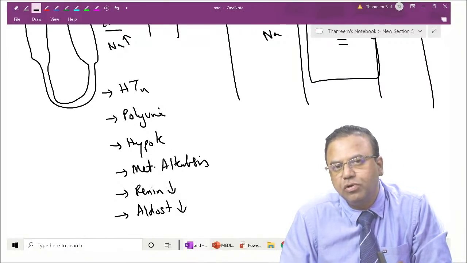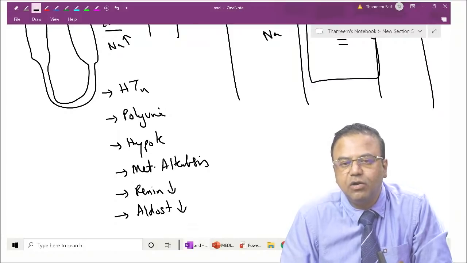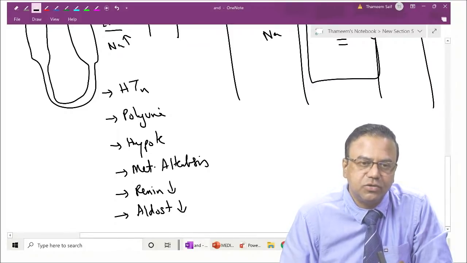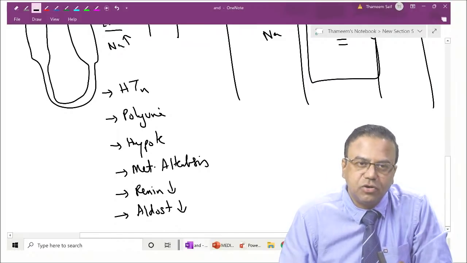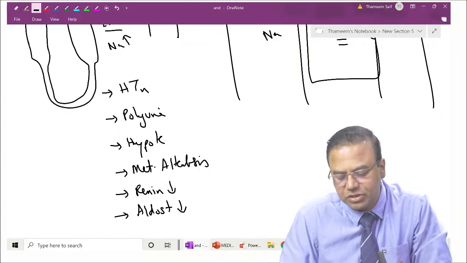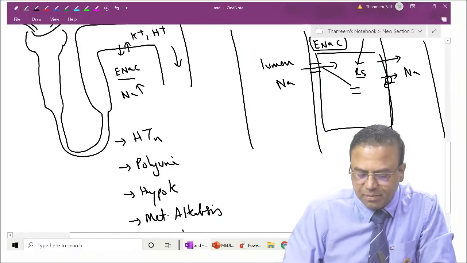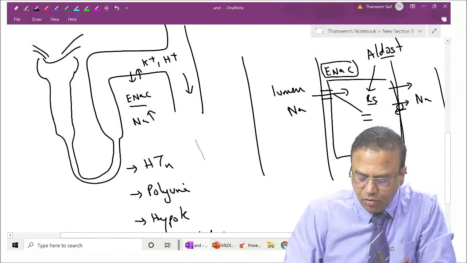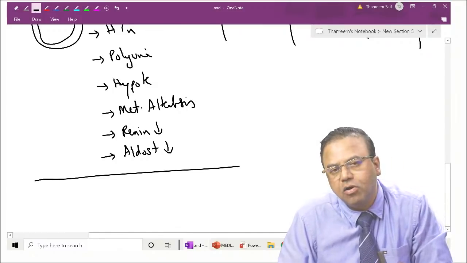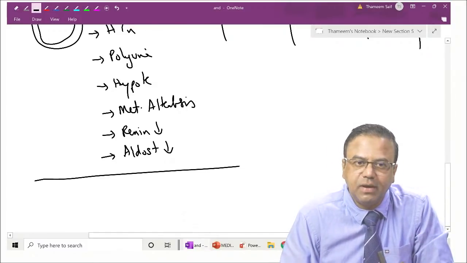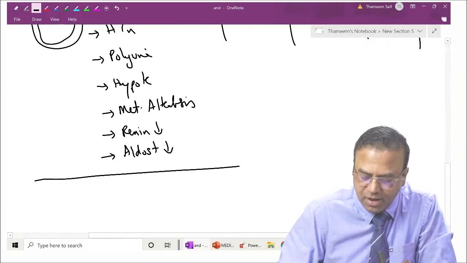Pseudo, anything following pseudo is false, as you know. So when you say pseudo-hyperaldo, it's not really high aldosterone, it is low aldosterone. All the features look as if the aldosterone is high, but actually aldosterone is not high over here. It's a channel that is hyperfunctioning. So this is in brief about what is happening in patients with Liddle syndrome. Now, if you look at Gitelman syndrome, it's very easy from there to understand what is happening in Gordon syndrome. So I'll explain to you what Gitelman is, then you just follow from there what's going to happen in Gordon's.